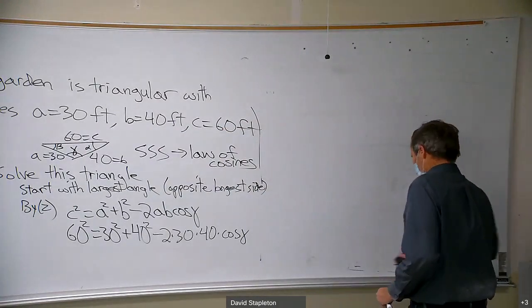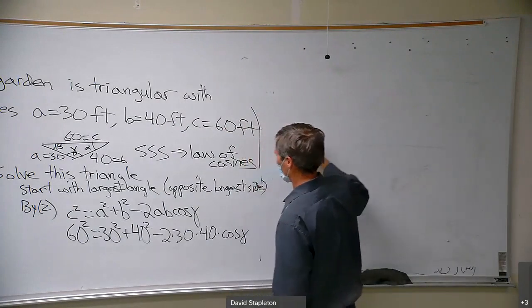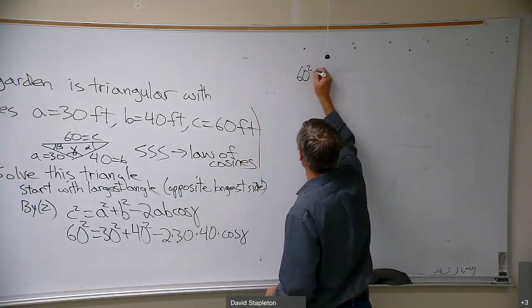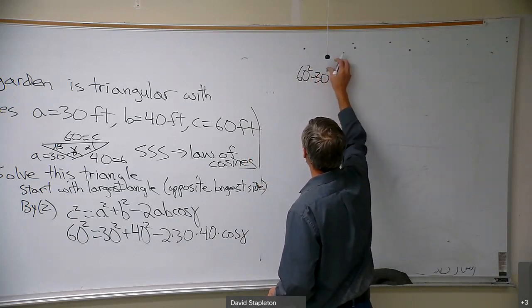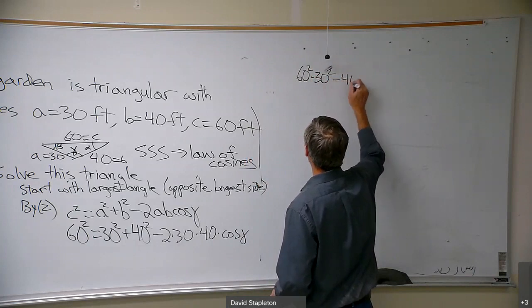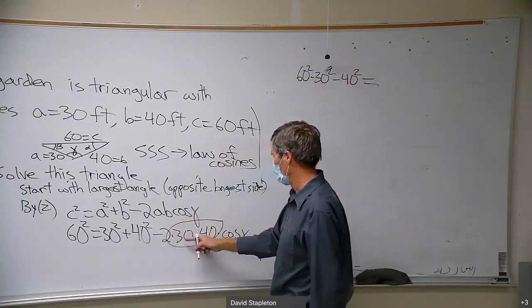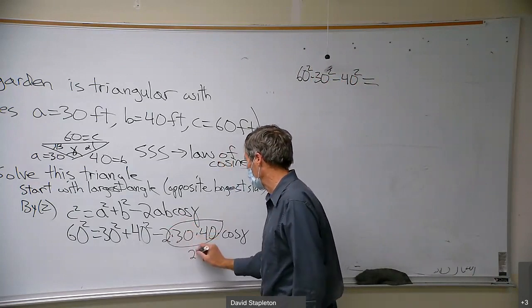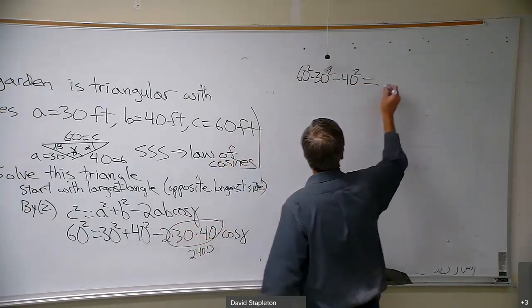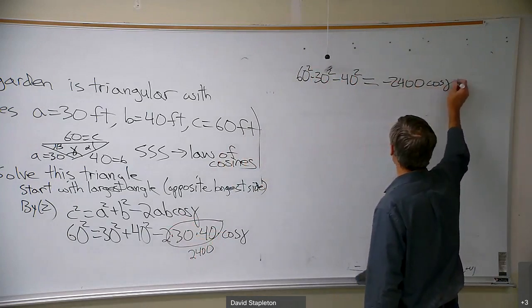This takes a little algebra, right? Well, let's see. I subtract 30 squared and 40 squared, and I get 60 squared minus 30 squared minus 40 squared equals this number. What number is that? Well, that's 1,200 times 2. This is 2,400. So it equals minus 2,400 cosine gamma.